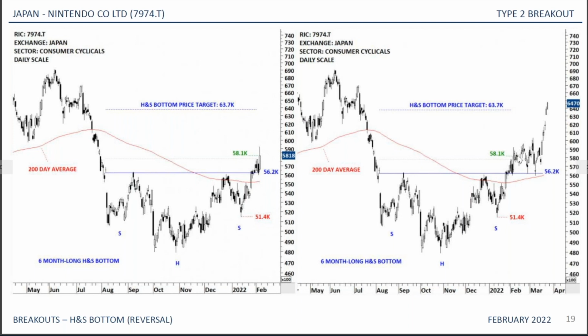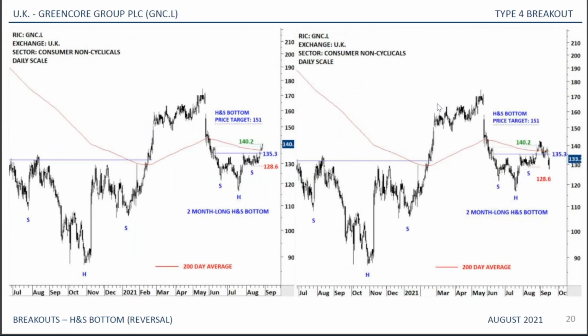After the breakout, consolidation, a pullback to the pattern boundary. So any stop loss that is below the chart pattern boundary is not getting affected. And then price continues and rallies to the price target. Type 2 breakout, Japanese name. Now we are looking at type 4 breakout.